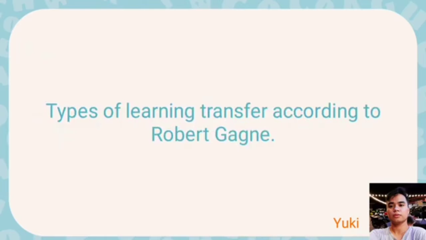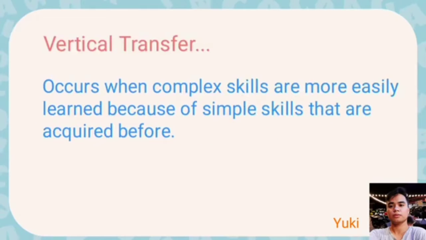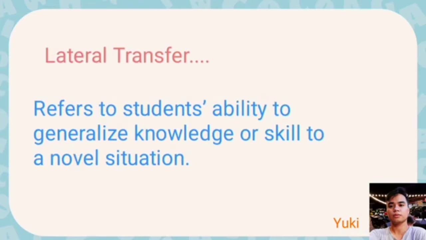Types of learning transfer according to Robert Gagne. Vertical transfer occurs when complex skills are more easily learned because of simple skills that are acquired. For example, when a pupil masters simple grammatical rules, he is enabled to speak correct English, write competently, and study other subjects in English as well. Lateral transfer refers to students' ability to generalize knowledge or skill to a novel situation.